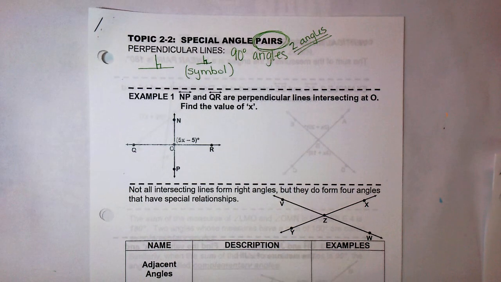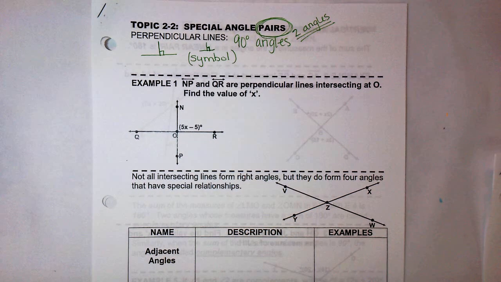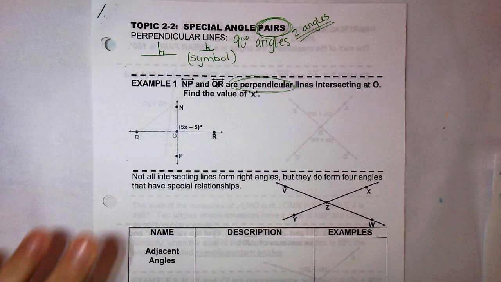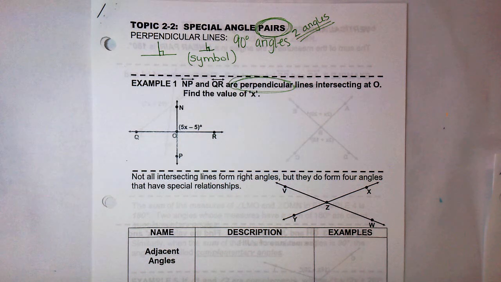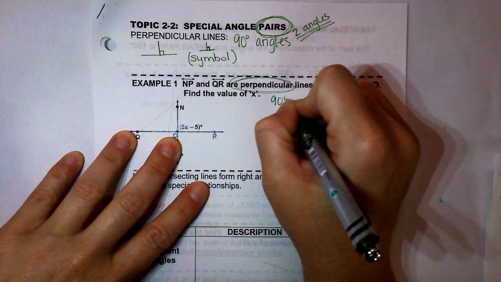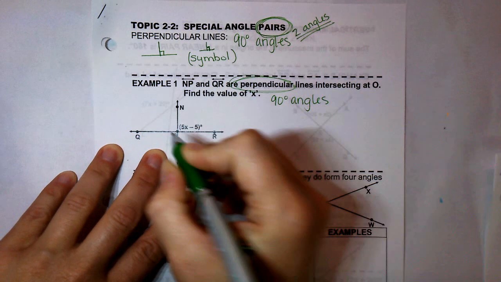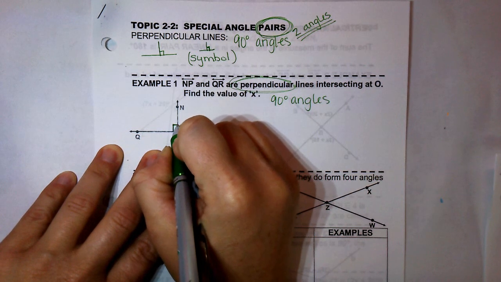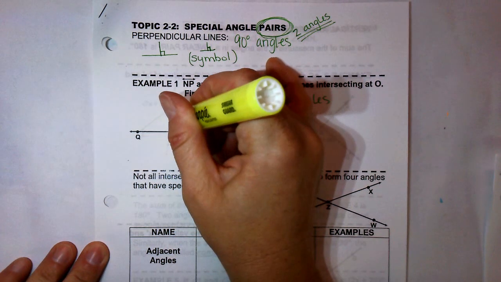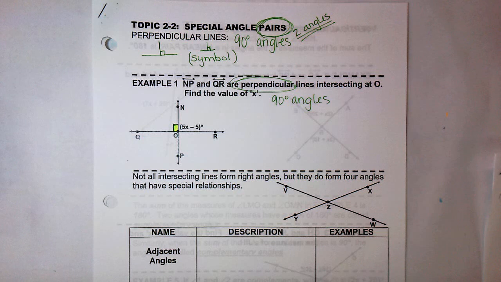All right, so let's try example 1. Here we go. So perpendicular means what? They intersect at 90 degrees. They make 90-degree angles. So perpendicular means I'm going to have 90-degree angles. So in this picture, I'm going to put a box because I know that they're all 90 degrees. And if you can't see it, I'm going to highlight it for you. There's my 90-degree box.